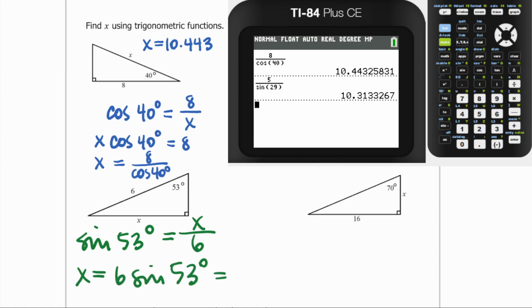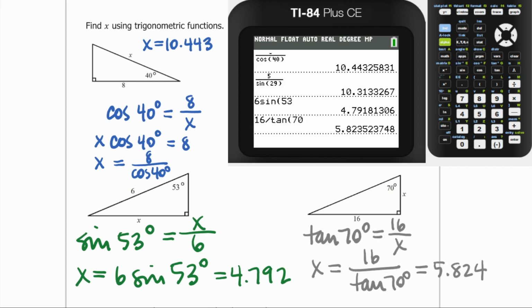We're going to be able to run that through the calculator pretty quick. And we get 4.792. Now you try it on your own with the one on the right. Do this with the video paused, because I'm just going to work it and pop up the answers here. All right, there you go.